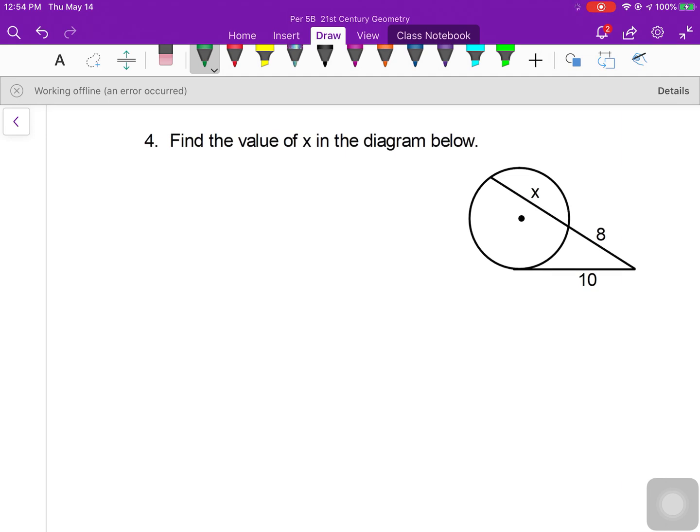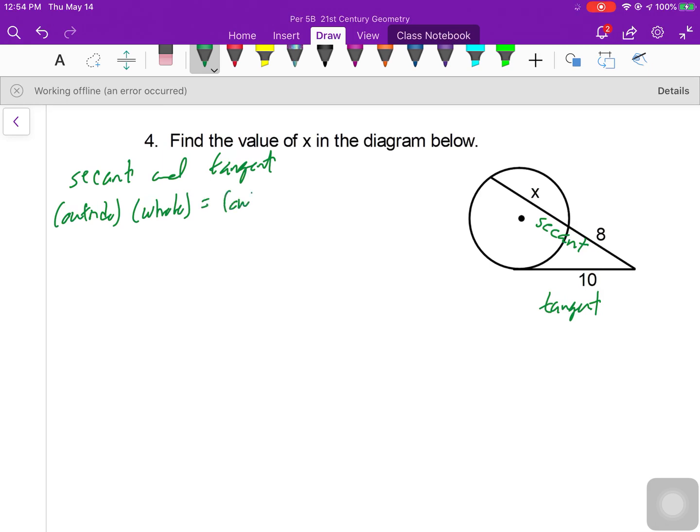Okay, let's move on to another one of these secant and tangent problems. Now this one, there's only one method for it. We do have a secant. This top one is a secant. And the bottom one is a tangent. So we're going to use the secant and tangent method. We just reviewed that as our method 2 above. So secant, we take outside times whole. And tangent, we only have outside. So we take outside times outside.